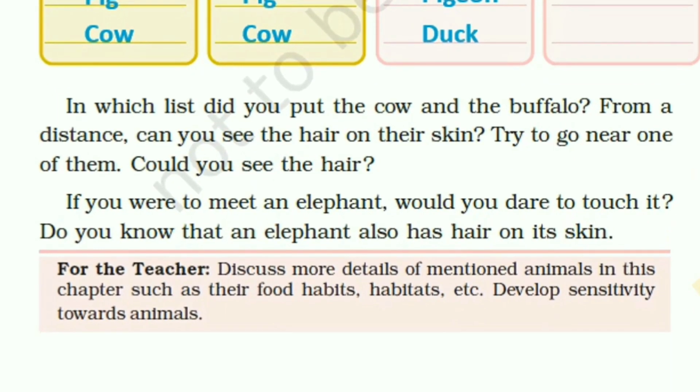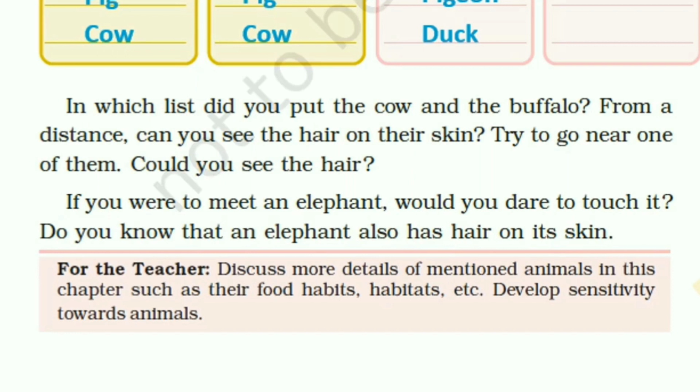In which list did you put the cow and the buffalo? From a distance, you can see the hair on the skin. Try to go near one of them. Could you see the hair? If you were to meet an elephant, do you dare to touch it? Do you know that an elephant also has hair on its skin?